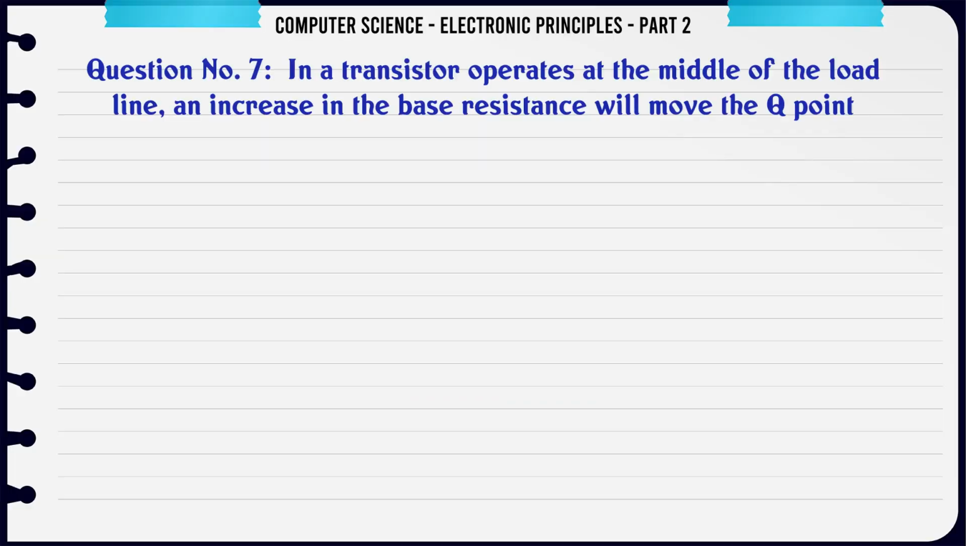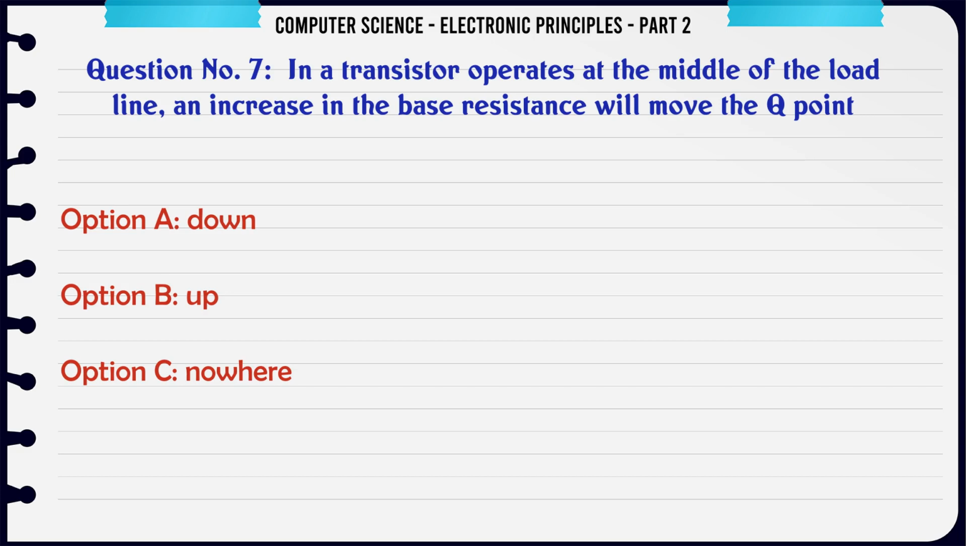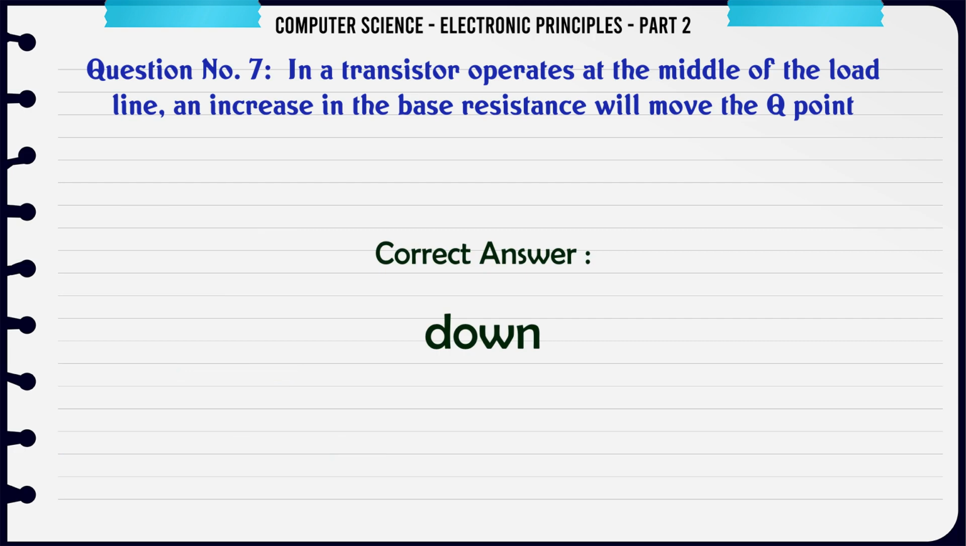If a transistor operates at the middle of the load line, an increase in the base resistance will move the Q point A. Down, B. Up, C. Nowhere, D. Off the load line. The correct answer is down.